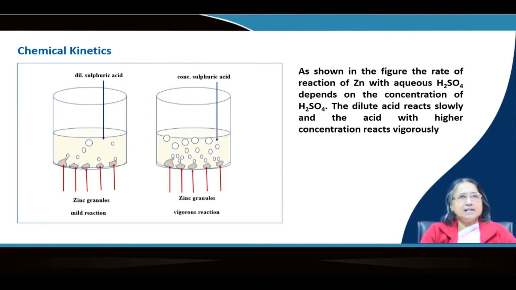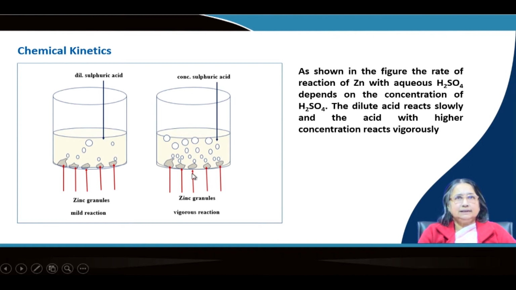Now, what is a reaction? Chemical reaction we all know. Say for example, A and B react to give C and D, then A and B we will call the reactants and C and D we will call the products. Now, here you can see some reaction is going on.